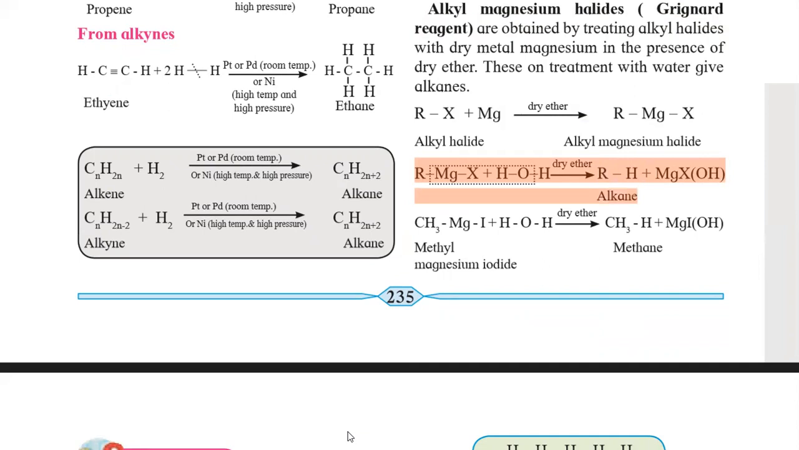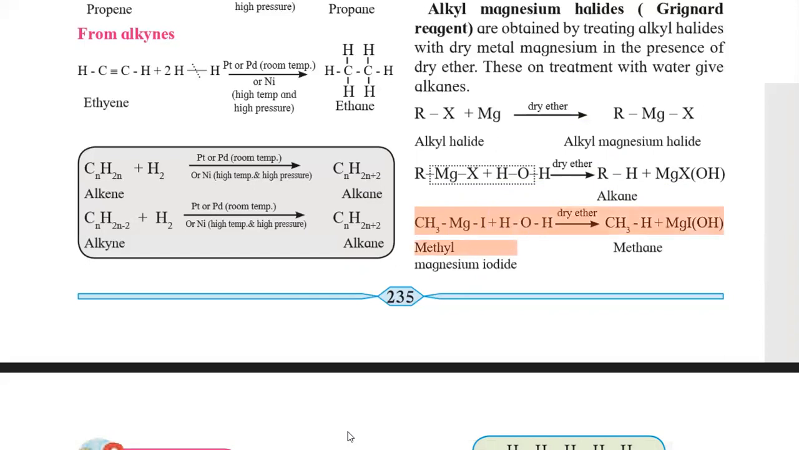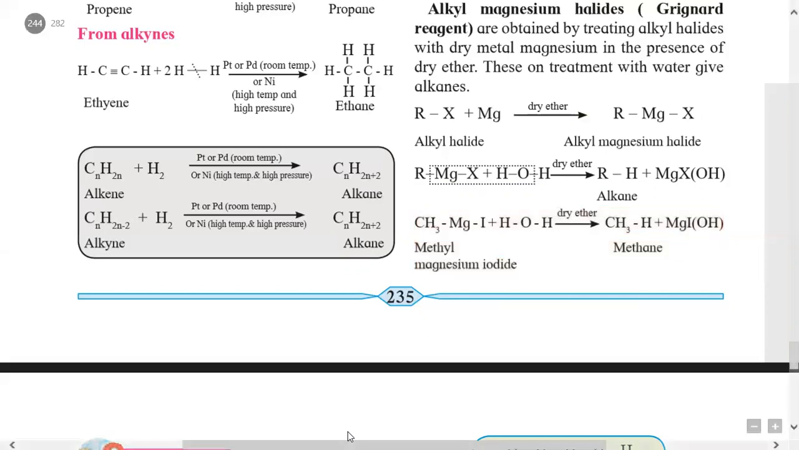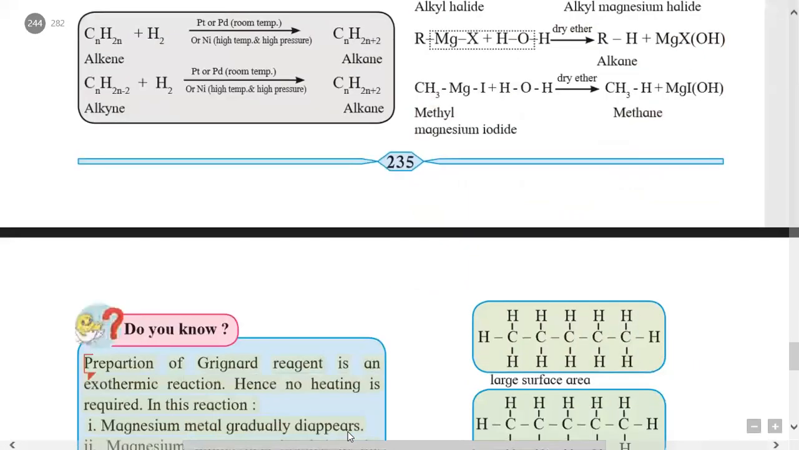Now we will study a particular example of how a particular alkane is obtained by using Grignard's reagent. We will take the R group as methyl, that is CH3. The remaining part is magnesium iodide. So this is methyl magnesium iodide, one example of Grignard's reagent. When treated with water in the presence of dry ether, it gives CH3H, and CH3H is CH4. We know this is methane, and MgIOH is the side product. So this is an example in which we can prepare alkane by using Grignard's reagent.